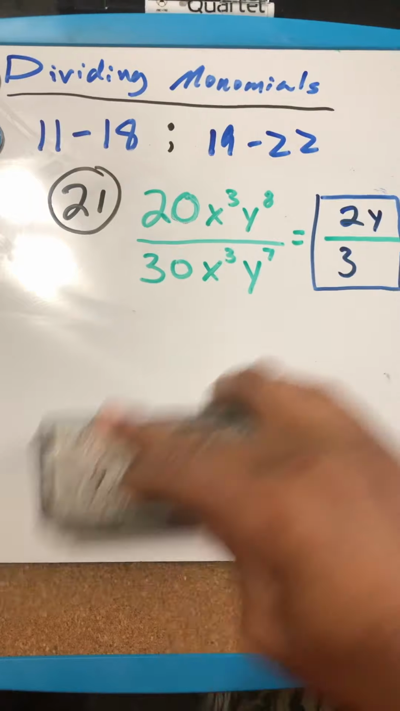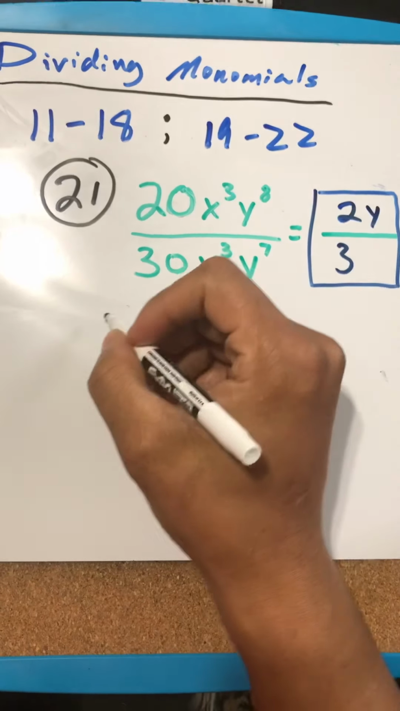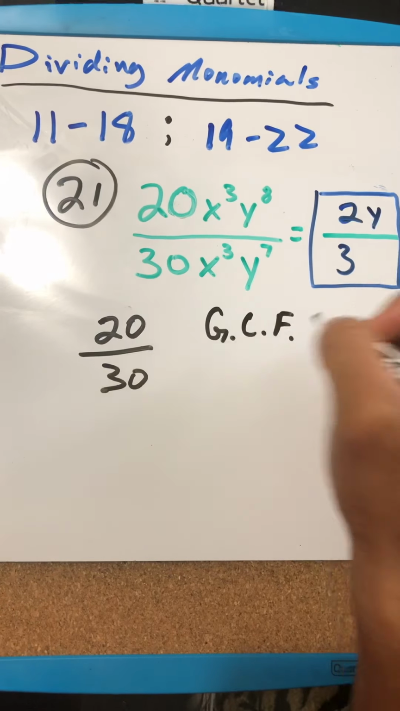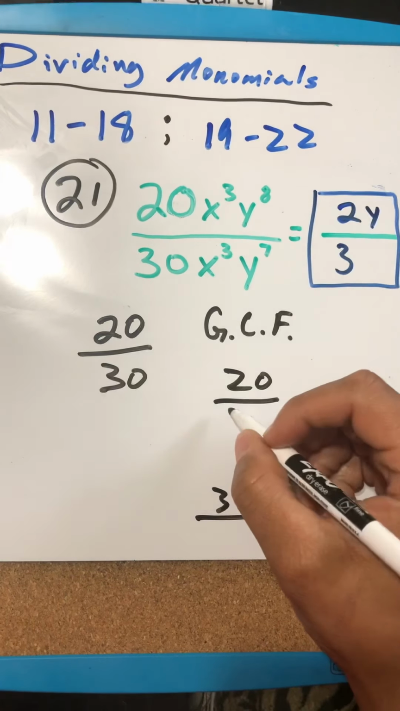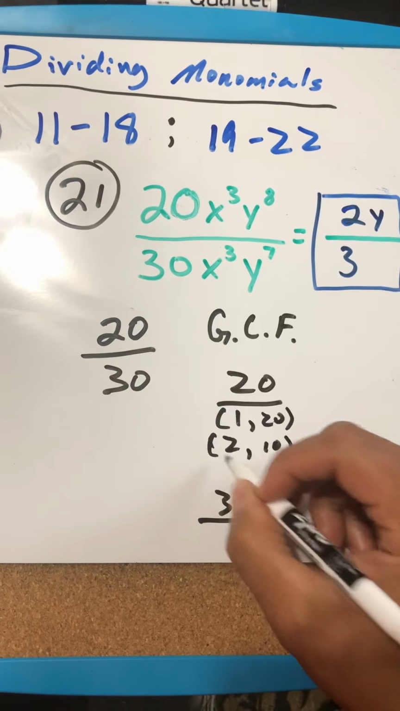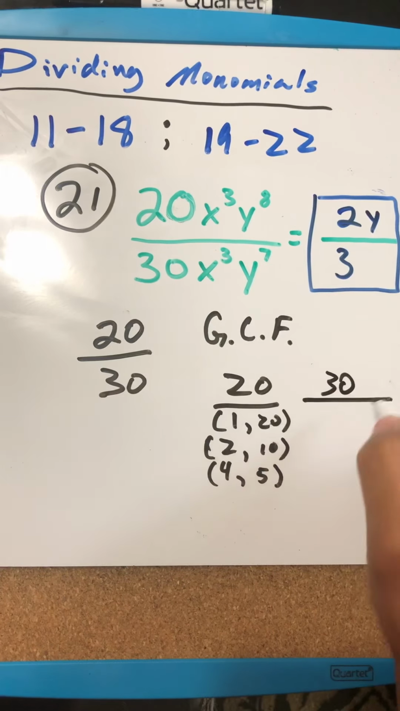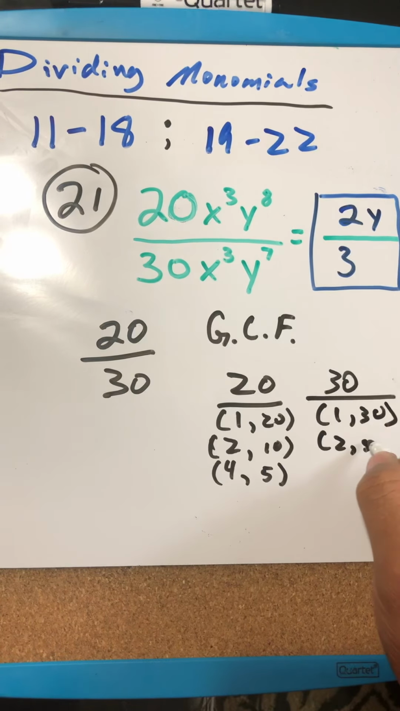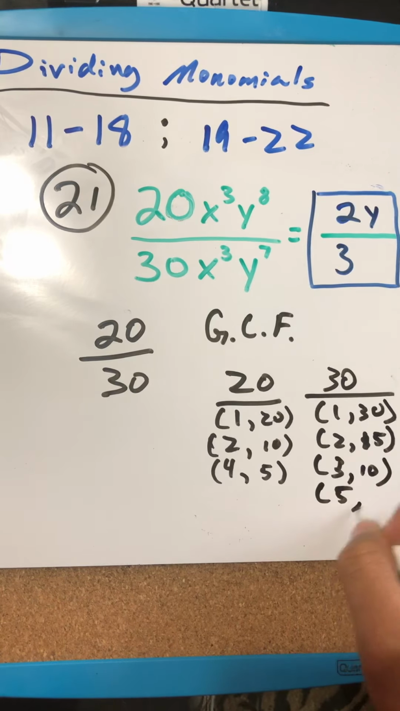So what I did was, to get that answer, I just basically simplified 20 over 30. If you take the greatest common factor between 20 and 30, I'm going to do that down here. And I'm going to get 1 times 20 is 20, 2 times 10 is 20, and 4 times 5 is 20. And over here with 30, the factors there are going to be 1 times 30, 2 times 15, 3 times 10, and 5 times 6.